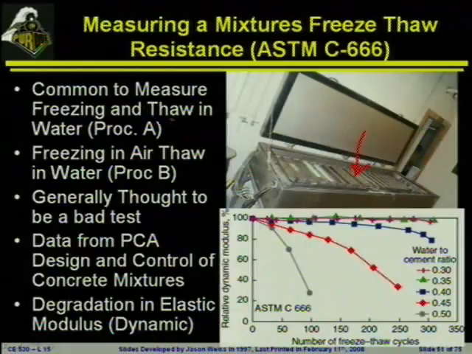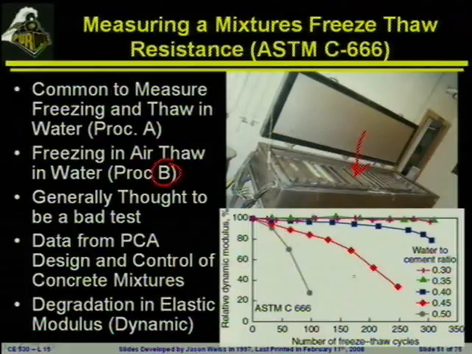There are two procedures in ASTM C666. One is procedure A, where they freeze and thaw in water. The other is procedure B, where they freeze in air and thaw in water. Both of these are generally thought to be relatively bad tests. One of the reasons is because freezing and thawing is not based simply on freezing and thawing. It's based on the rate at which water can be absorbed into the concrete, the degree of saturation, and how fast the test is performed. So there are several other things that go into determining how successful a concrete is going to be.